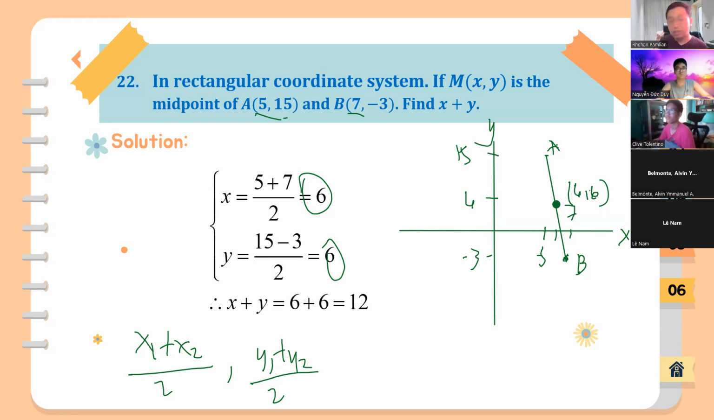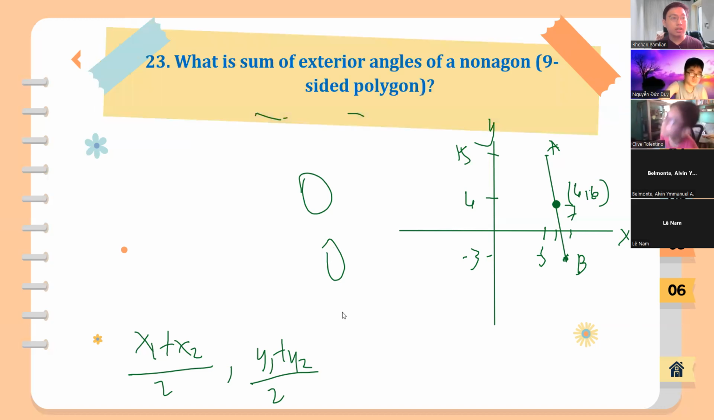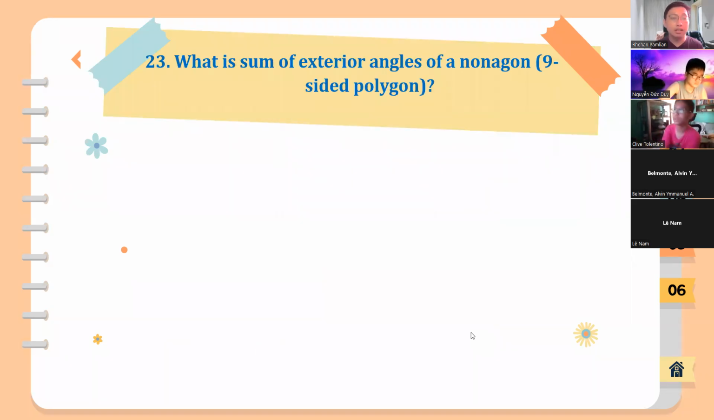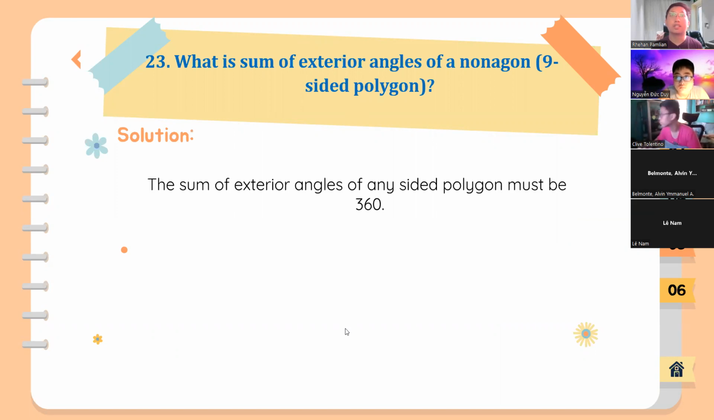Okay, cool. So proceeding to the next one. Number 23. What is the sum of exterior angles of a nonagon, a 9-sided polygon? So when we say sum of exterior angles, guys, it is always given that it should be 360. The sum of exterior angles in any polygon is 360.